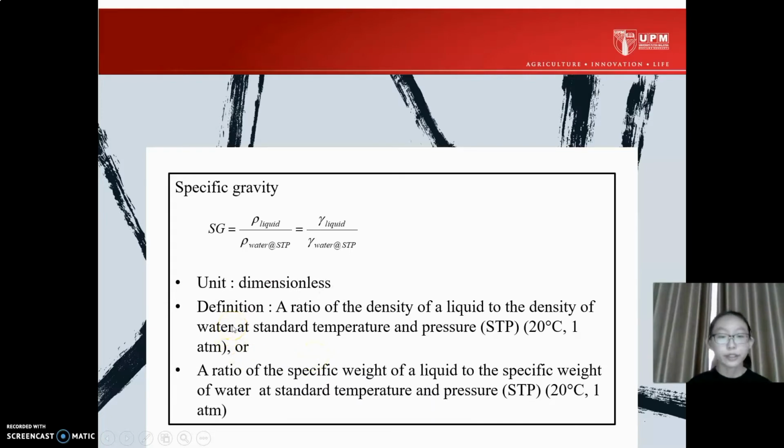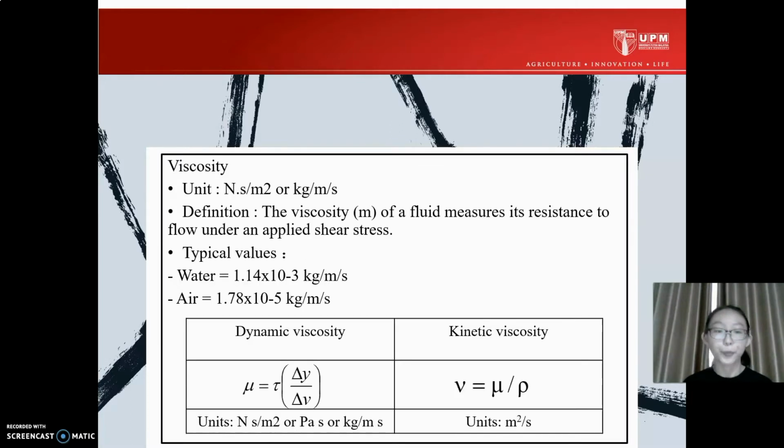So for the specific gravity, unit is dimensionless. The definition is a ratio of the density of a liquid to the density of water at standard temperature and pressure at 20 degrees and 1 atm, or a ratio of the specific weight of a liquid to the specific weight of water at standard temperature and pressure at 20 degrees Celsius and 1 atm.